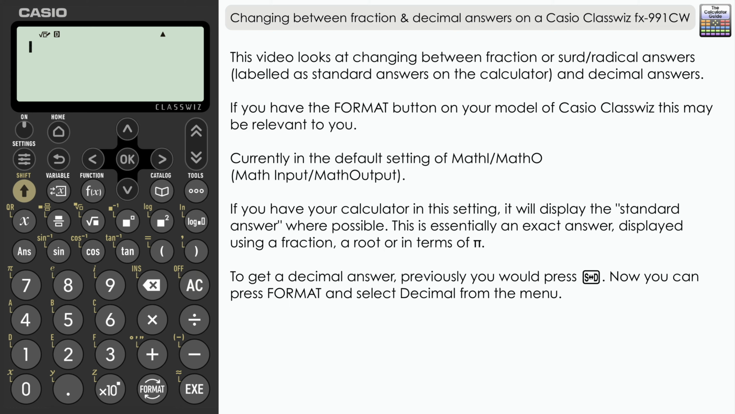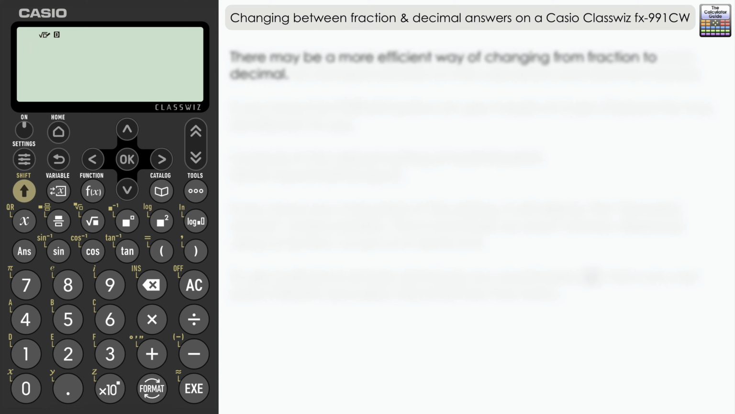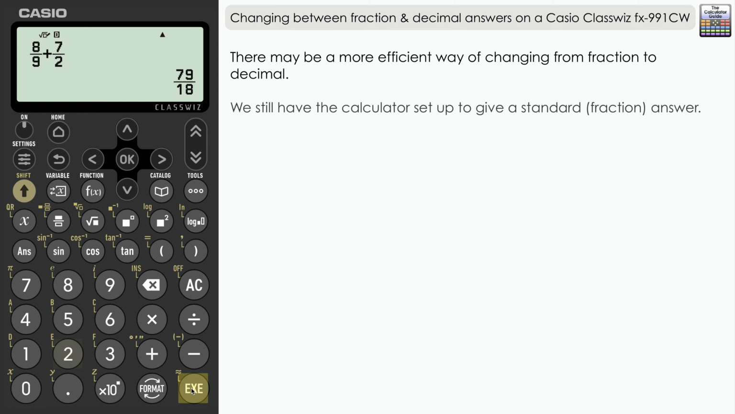There is, in my opinion, probably a slightly quicker or more efficient way of getting the decimal answer straight away, and then there's changing it so that you always get the decimal answer first, and then showing you a way that you can switch back to the standard or the fraction answer. So let's input a calculation involving fractions as an example. Let's say we'll go for 8/9 plus 7/2 for example. Press execute in the first instance. Due to the settings of my calculator, I get 79/18, and maybe I want that.